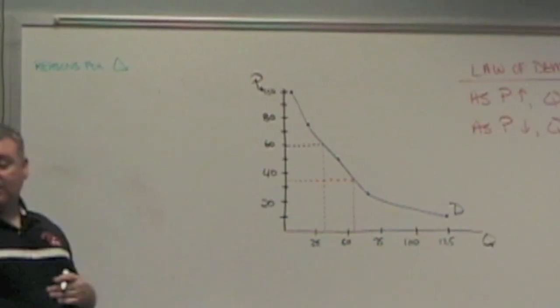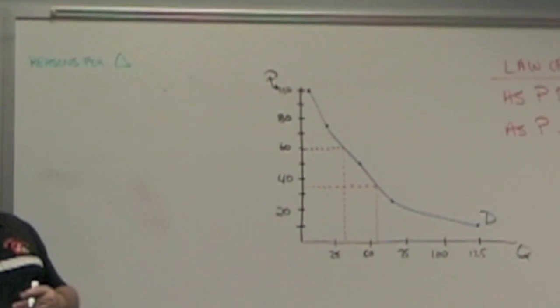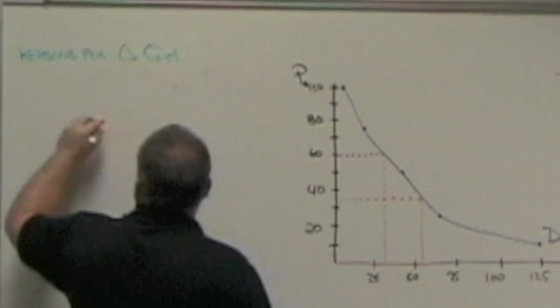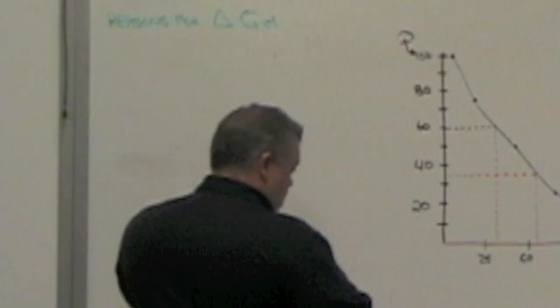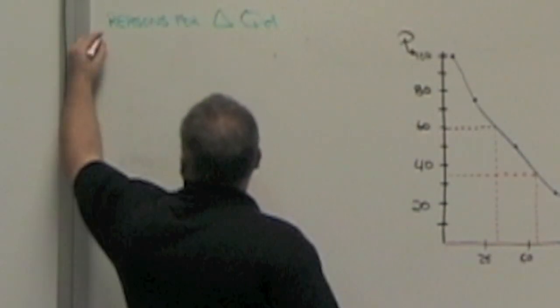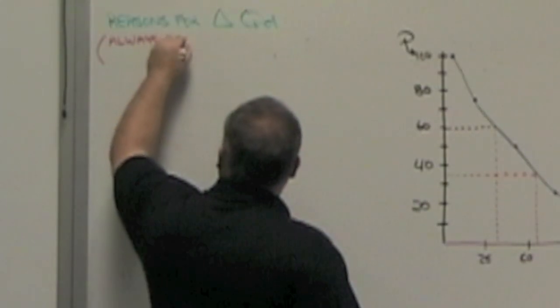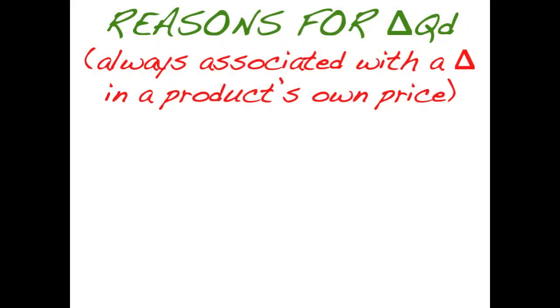Delta is just change, because I'm going to write the word change 50 times on the board tonight. So when you see delta, it's change. Okay, and this is always associated with a change in a product's own price. So if quantity demanded is changing, that means the price is changing. We're talking about things that are caused by a change in the product's own price.